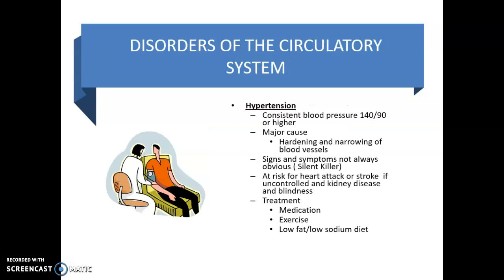Disorders of the circulatory system. Hypertension, which is the medical term for high blood pressure, is a consistent blood pressure over 140/90 or higher. The major cause of hypertension or high blood pressure would be hardening and narrowing of blood vessels. Signs and symptoms are not always obvious. That's why sometimes it is considered the silent killer. At risk for heart attack or stroke if uncontrolled, and kidney disease and blindness.